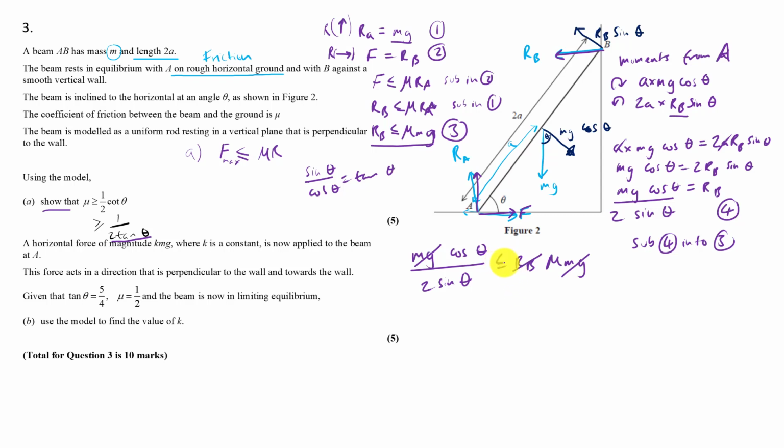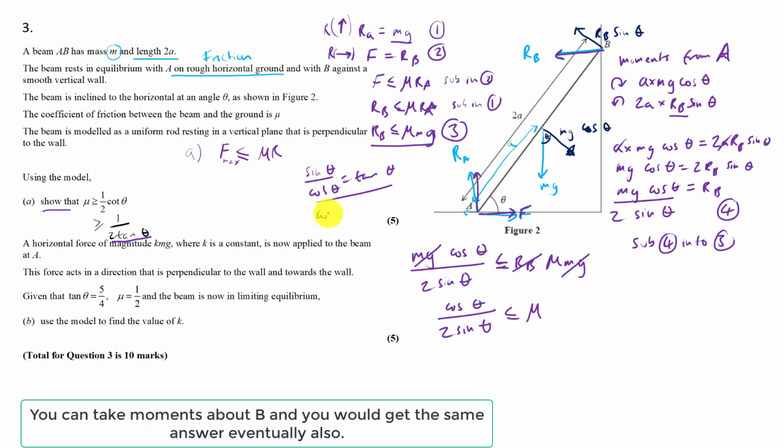Now I should keep the inequality sign in. So we get cos theta over 2 sine theta. So then mu, in fact, is a half cot theta, or as the question appears in your paper, if this bit is tan theta, then the inverse, cos theta over sine theta, is going to be 1 over tan theta.